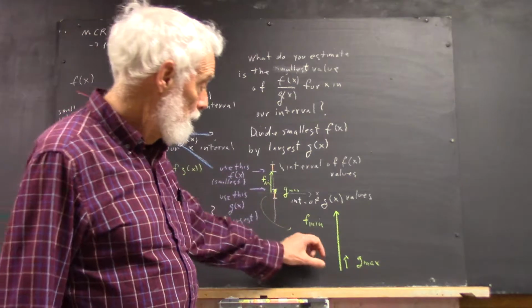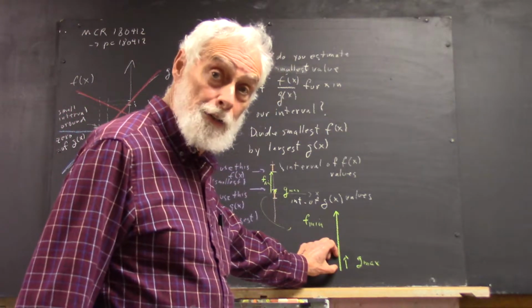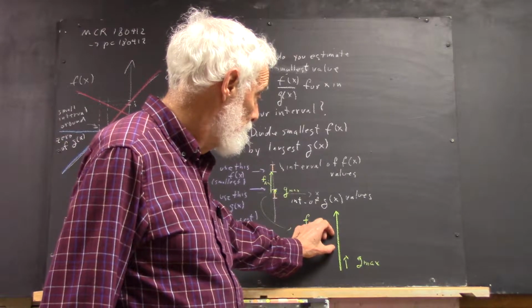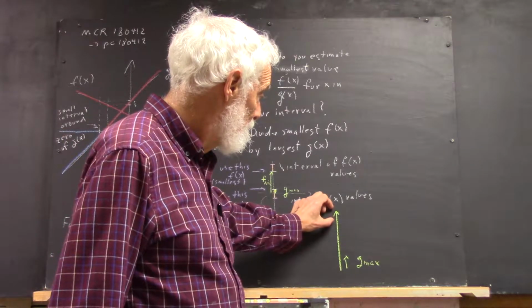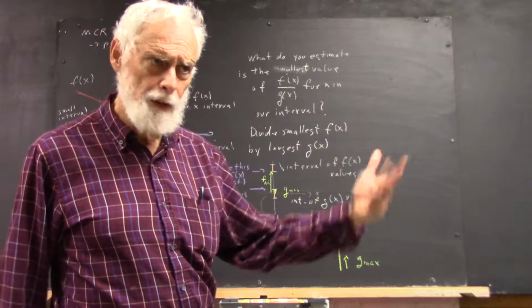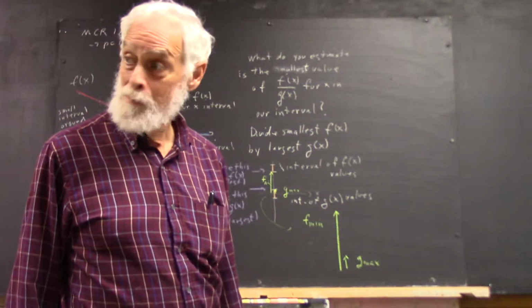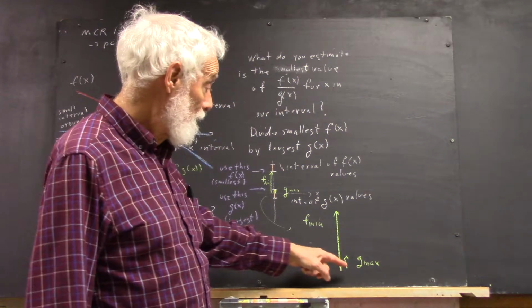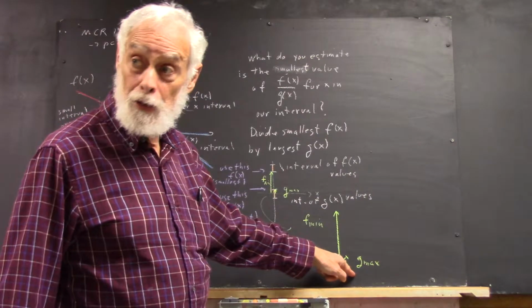3.5. Let's see. 6. Here it is, there's one of them. Here's 2, here's 3. That's between 3 and 4, I think, if my fingers are acting right, and you never know. Does that make sense? That's how many times. That's f min divided by g max.